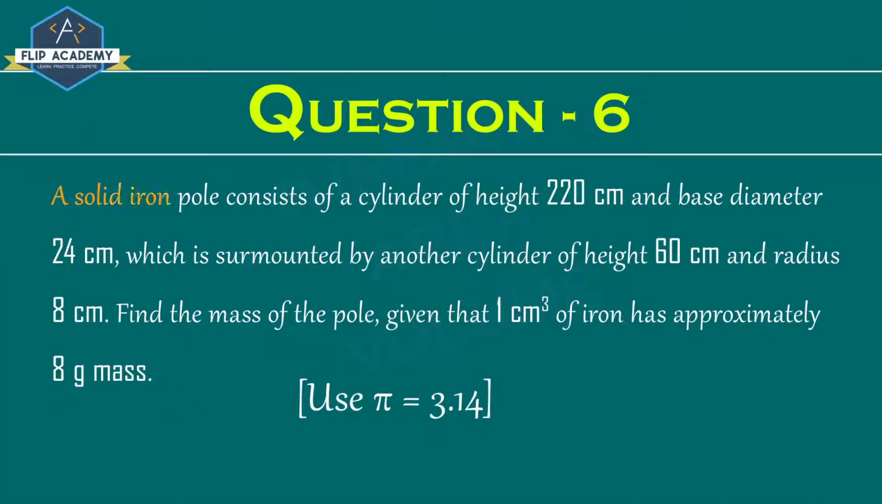Surface area and volume, exercise 13.3, question number 6. A solid iron pole consists of a cylinder of height 220 cm and base diameter 24 cm, which is surmounted by another cylinder of height 60 cm and radius 8 cm. Find the mass of the pole, given that 1 cm cube of iron has approximately 8 gram mass. Use pi is equal to 3.14.